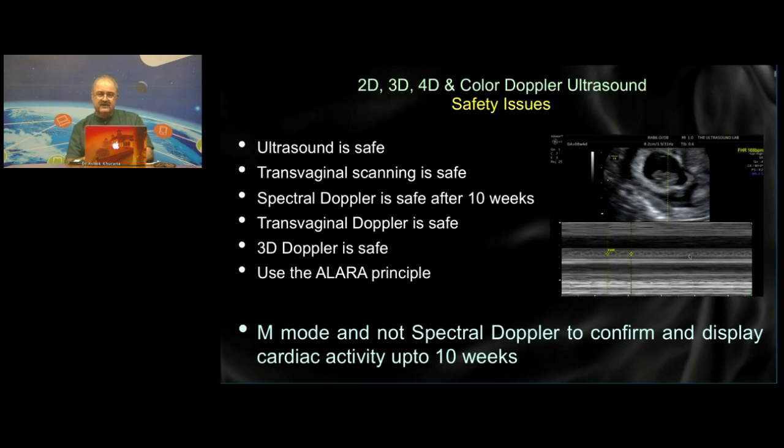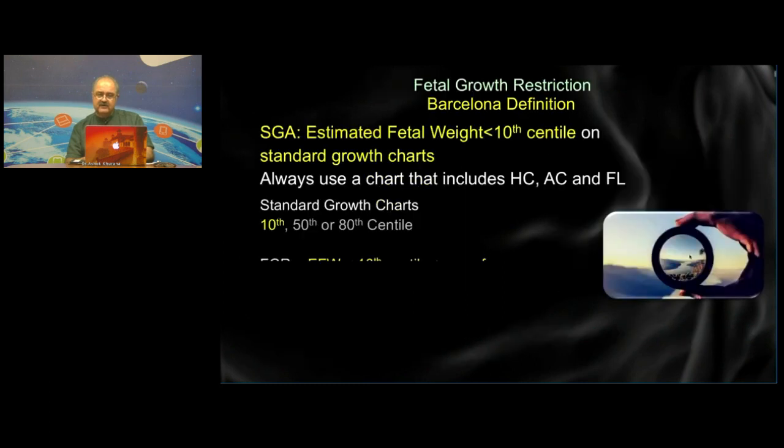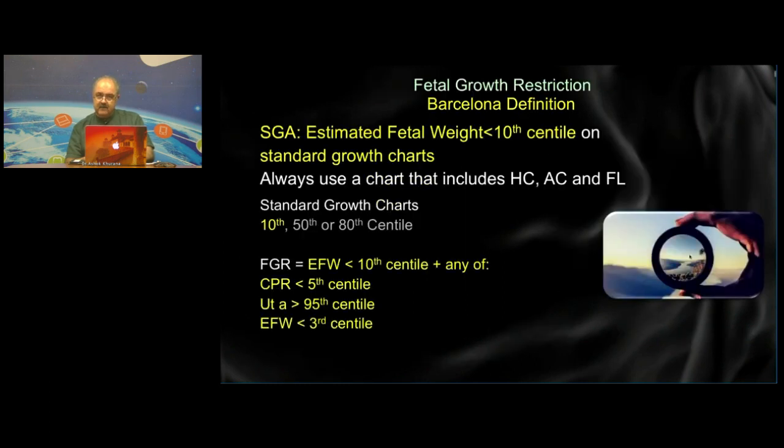And the first thing we realize is that one of the most common conditions, which is fetal growth restriction, is now looked at differently. We used to say, for the sake of definitions, that we have a small for gestational age fetus, which has an estimated fetal weight less than the 10th centile on standard growth charts. And then we always use a chart that includes head circumference, abdominal circumference, and femur length, never just the BPD and femur length or just the abdominal circumference.